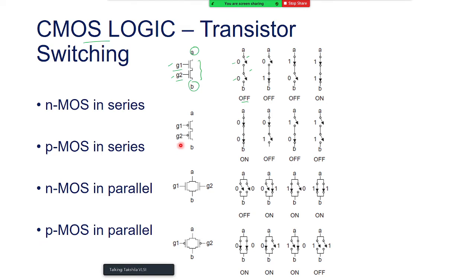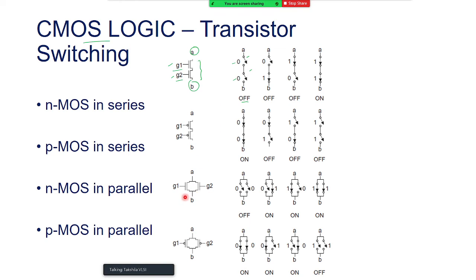What about the PMOS in series? Same situation. You just apply the inputs, two gates are shown here. So four possible combinations are possible: 0 0, 0 1, 1 0 and 1 1. You apply those and analyze for each combination how the switching is happening. Very easy. Series and series.